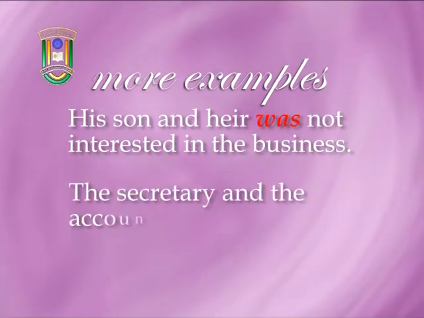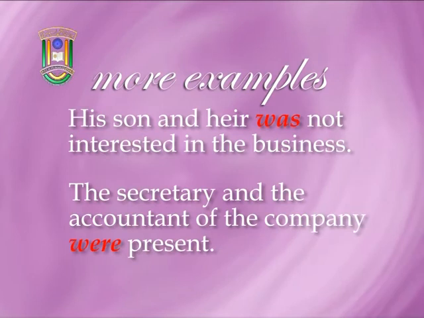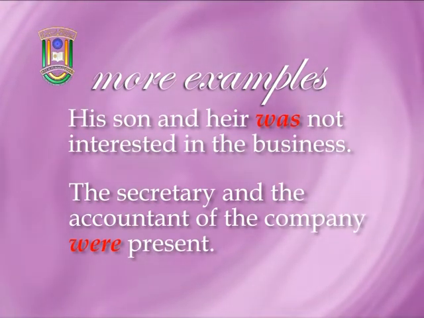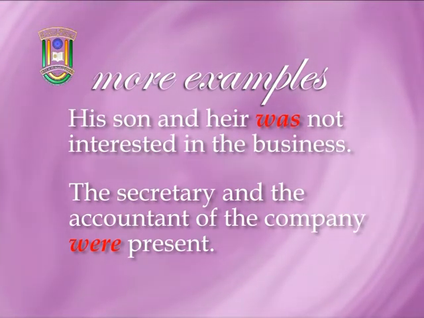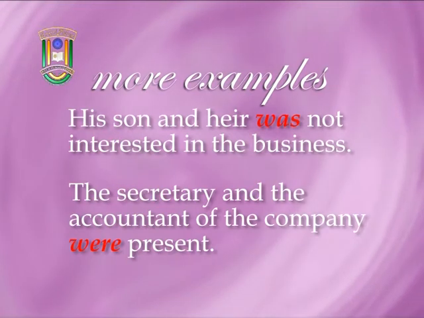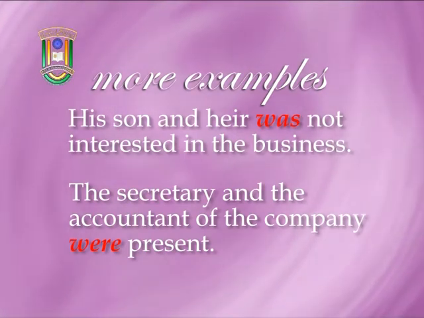Look at this second sentence now. The secretary and the accountant of the company were present. And why did I say were? Why did I not say was? Because in the second sentence, the secretary is one employee of the company and the accountant is another employee of the company. We are talking about two different employees, the secretary and the accountant. And therefore, the verb agrees with the subject, which is in the plural.